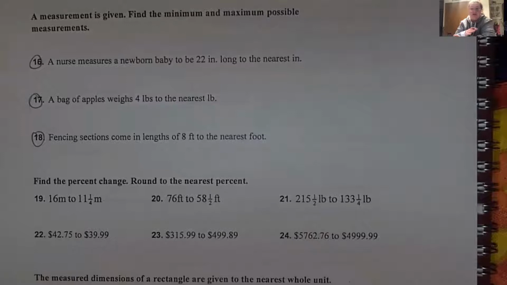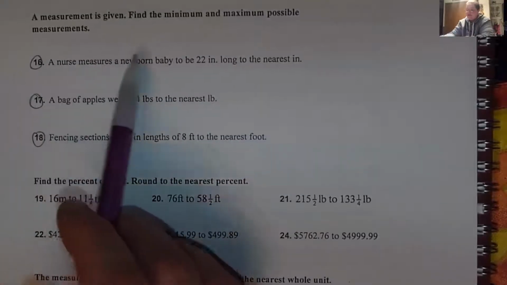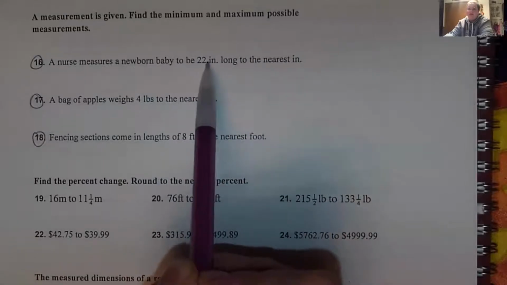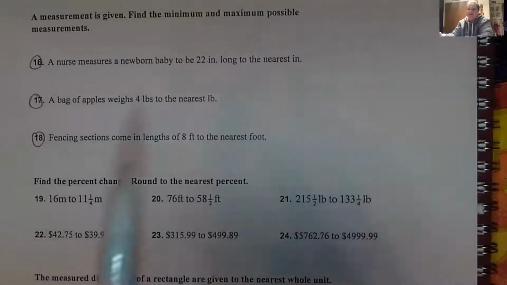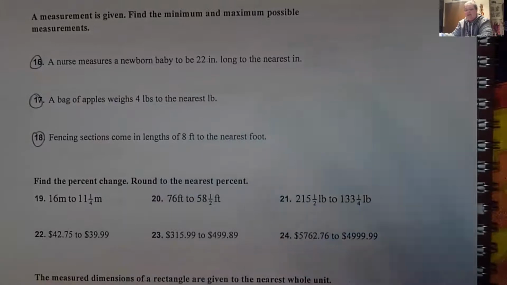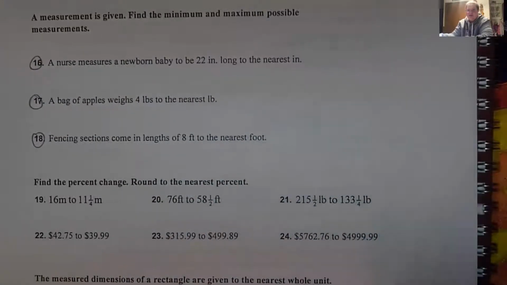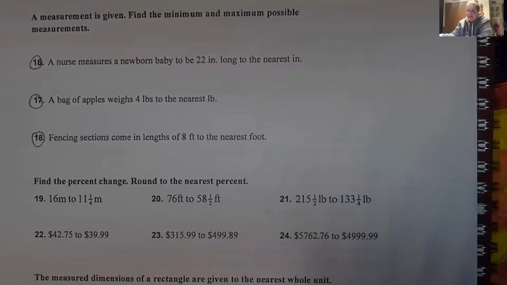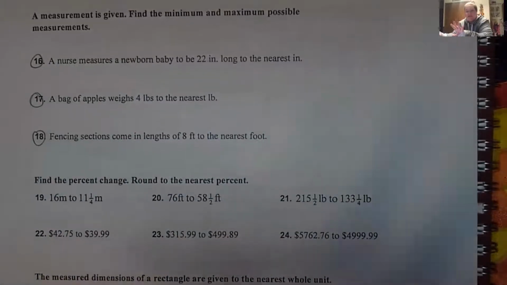Okay, so if I measured to the nearest inch, I could be off by another half an inch, higher or lower. Okay, so 16, it says a nurse measures a newborn baby to be 22 inches long, which happens a lot because you take them and then you go back when they have another check and then all of a sudden they're not 22 inches long.